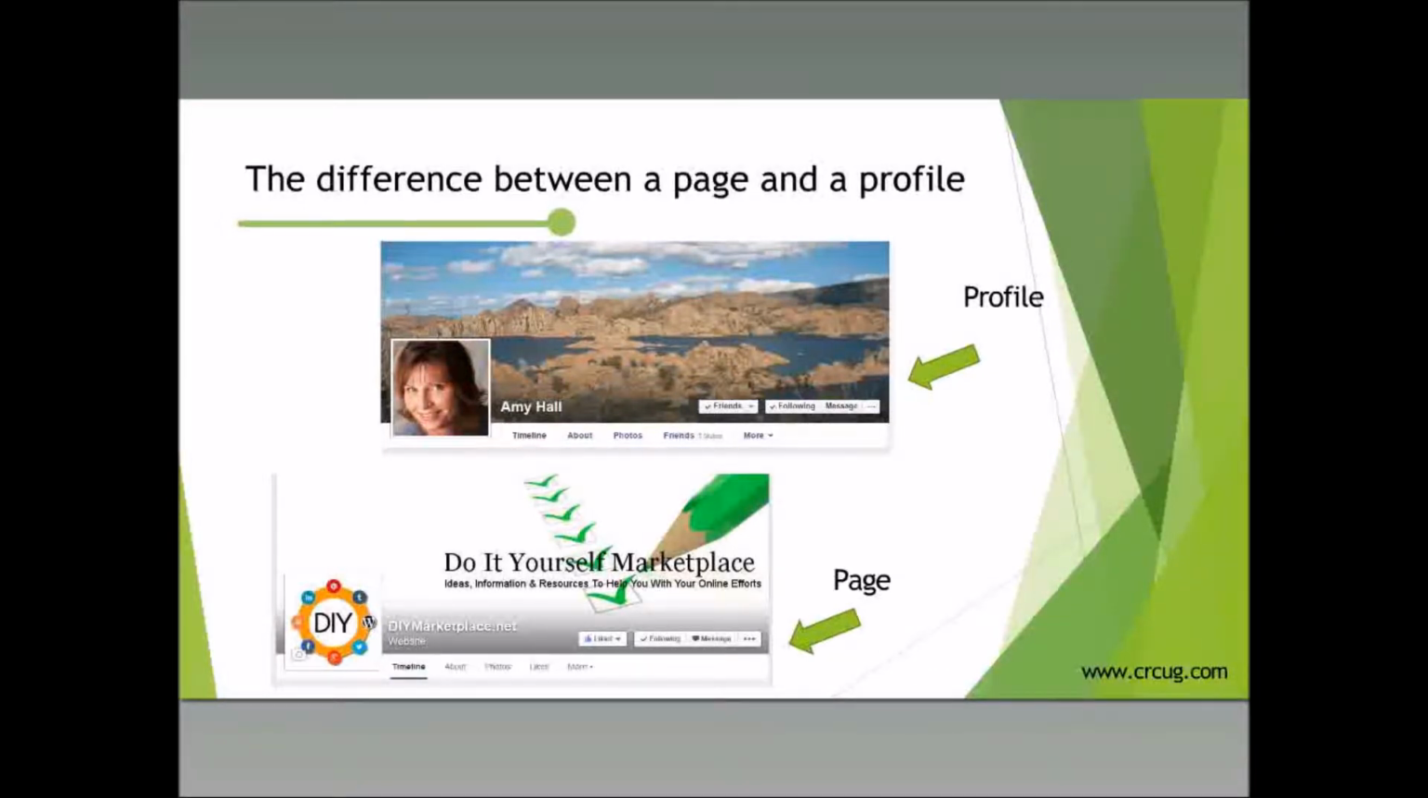Now, when you click on a friends box on somebody's profile, they actually have to approve you as a friend in order for you to be able to get the posts or status updates from them. So a page is for your business or for an event or for a project that you're working on, where anybody can like the page and become an instant fan. And your profile is more personal.